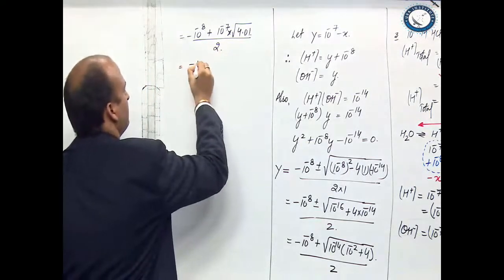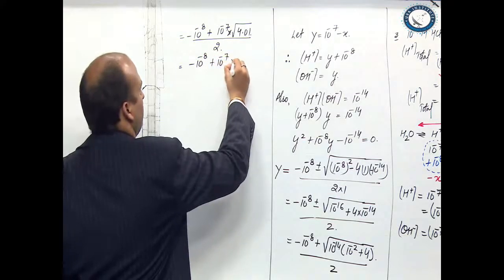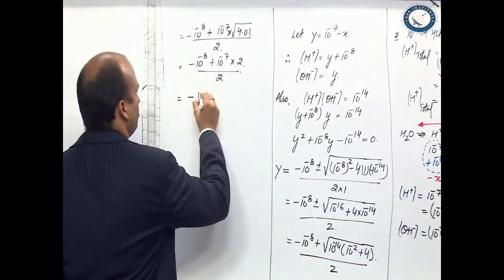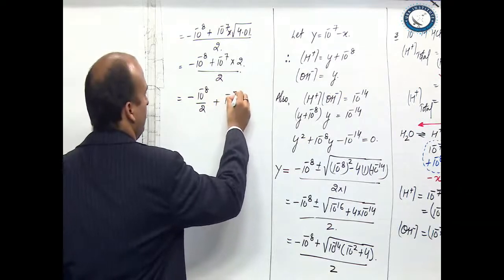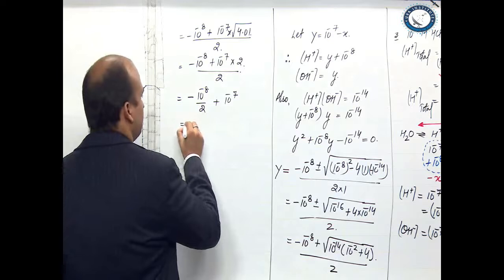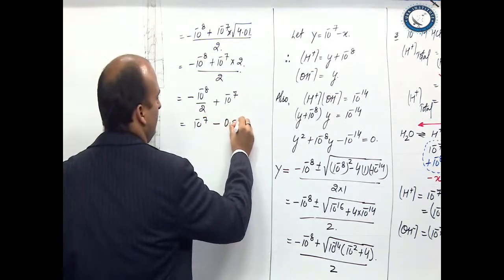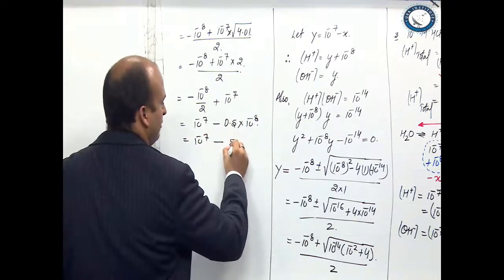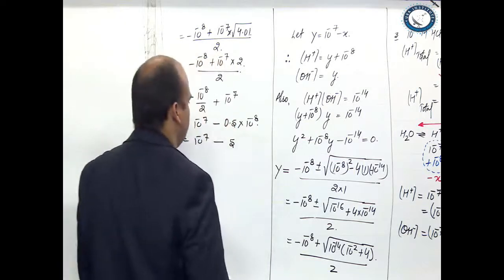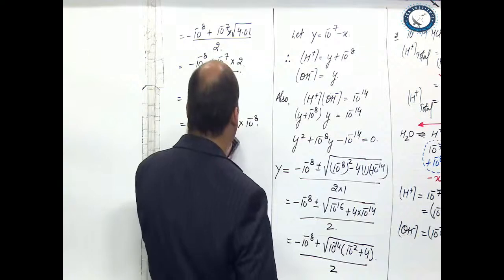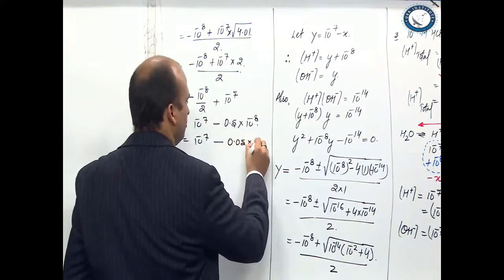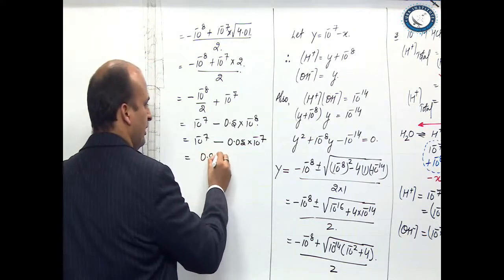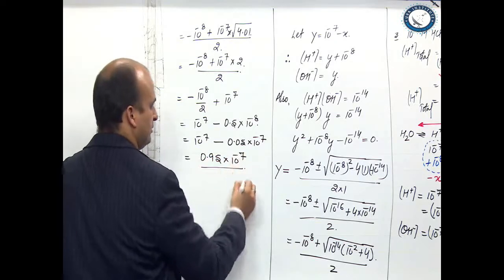So now this can be simply written as into 2 divided by 2. Okay. So this can be written as minus 10 raised to power minus 8 by 2 plus 10 raised to power minus 7, or I can write this thing as 10 raised to power minus 7 minus 0.5 into 10 raised to power minus 8, which is equal to 10 raised to power minus 7 minus 0.05 into 10 raised to power minus 7. So this comes out to be 0.95 into 10 raised to power minus 7.